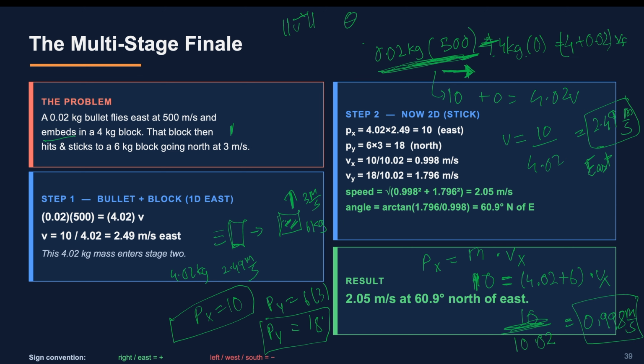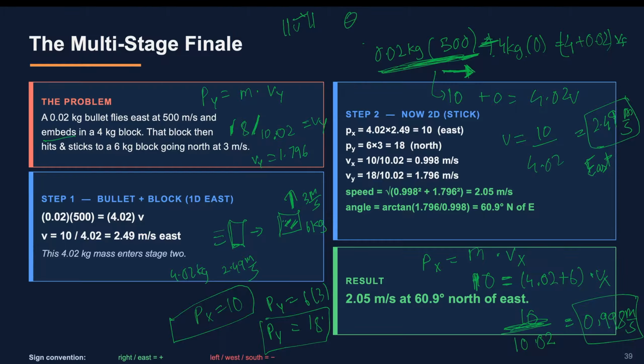And then velocity y is going to be, similarly, py is equal to mass total times velocity y, or py is 18 divided by the same total mass here, 10.02. It's going to give you your velocity y, which is about 1.796. Okay?